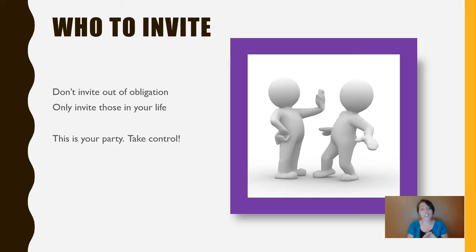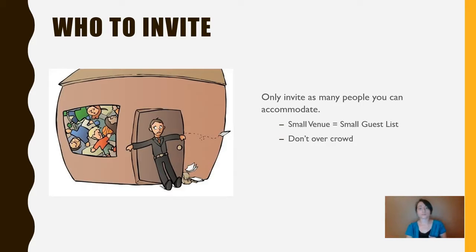For instance, just because your Aunt Rita says you need to invite your cousin who lives 3 states away, who you hardly ever talk to, doesn't mean you need to. This is your party. Take control of the guest list. You know them better than anyone else. You want to make sure that they're able to socialize and be comfortable with each other.